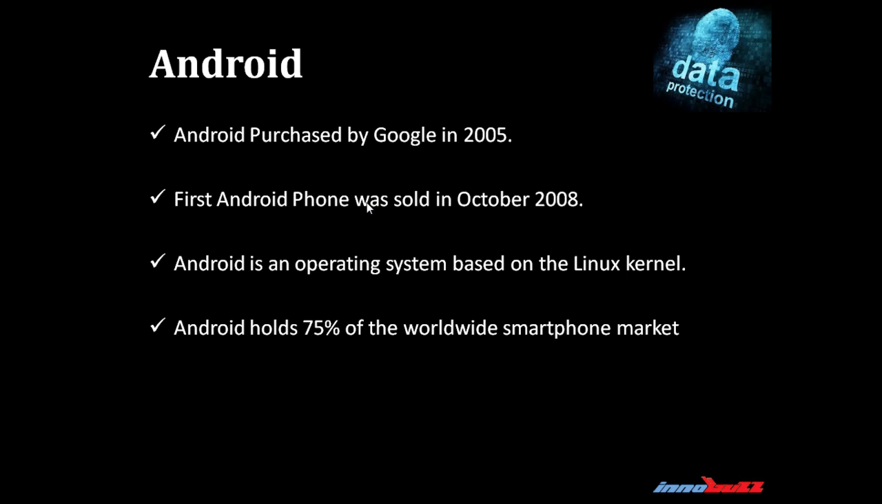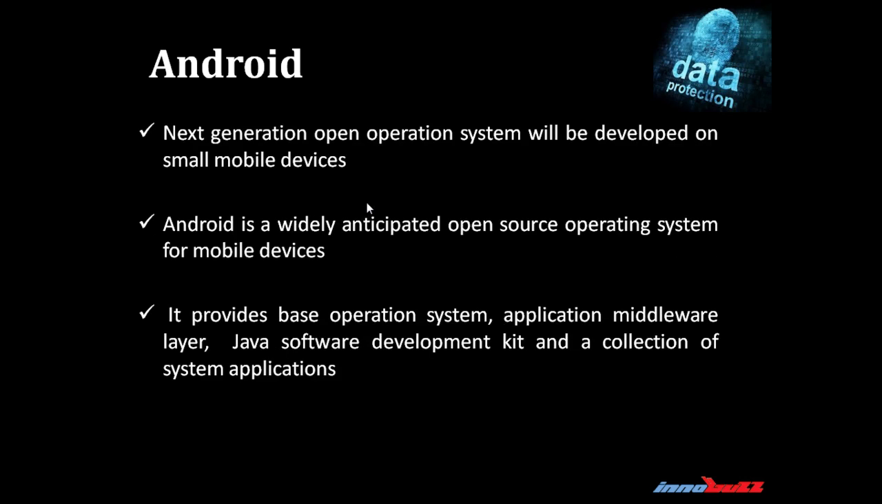Android is an operating system based on the Linux kernel. Android holds 75% of the worldwide smartphone market. Android is a next gen operating system to be developed for small mobile devices. Android is a widely anticipated open source operating system for mobile devices. It provides base operating system, application middleware layer, Java software development kit, and a collection of system applications.